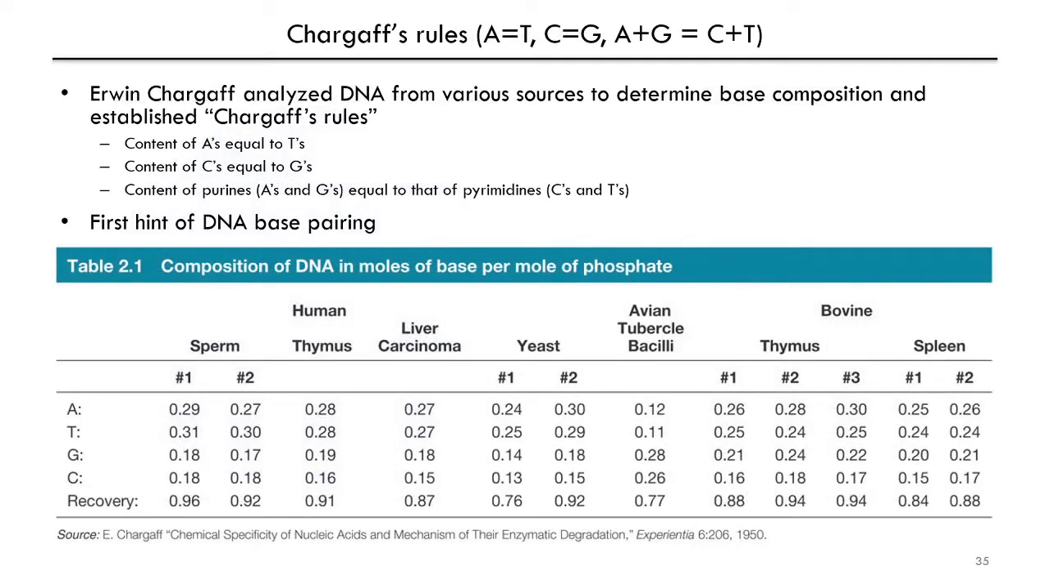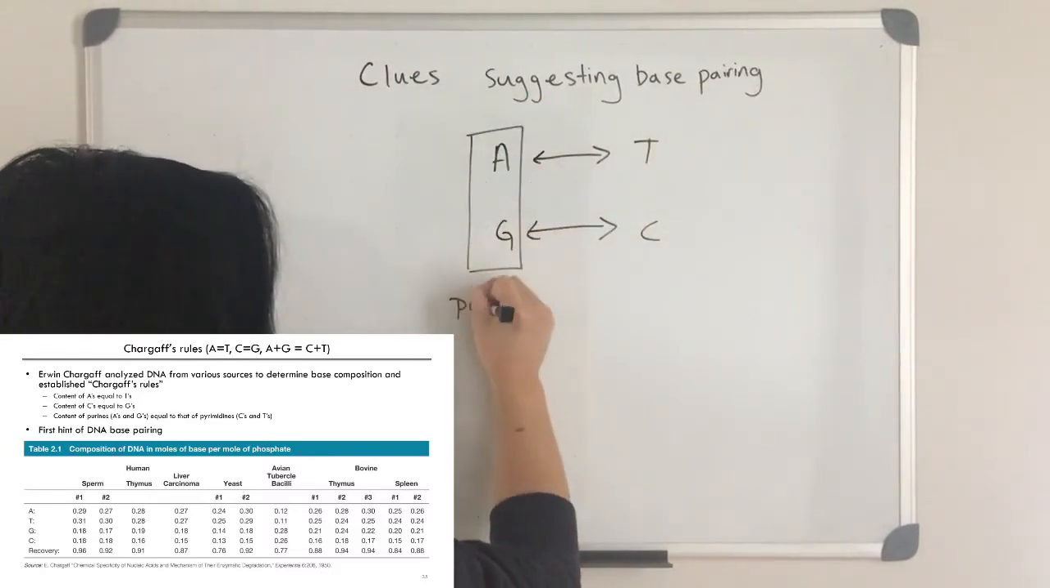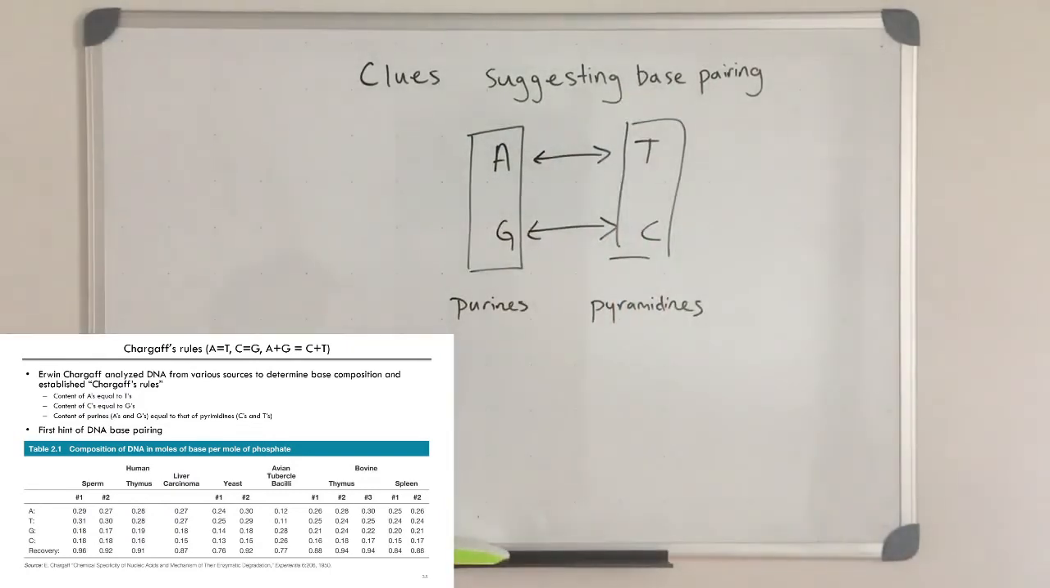The other major clue for the double helix model came from Erwin Chargaff, who found evidence for base pairing in DNA. Chargaff analyzed and determined the base composition of DNA from various organisms and came up with a set of rules that we call Chargaff's rules. He found that for any given organism, the content of A's is equal to the content of T's, and the content of C's is equal to the content of G's. He found that the content of purines, that is A's and G's, is always equal to the content of pyrimidines, that is C's and T's. These observations were the first clues suggesting base pairing, A pairing with T and G pairing with C.